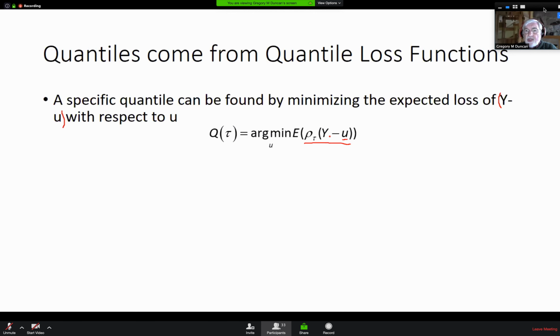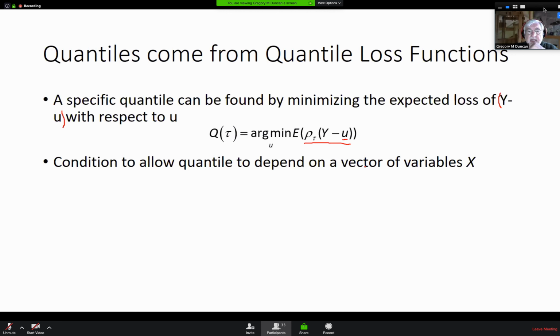And what this will turn out to be is something very much like what we do in a regression, except in a regression, to get the regression we minimize the mean square error. Here we're going to minimize something different. If we want the quantile to depend upon a vector of variables X, then we simply replace the expectation with the conditional expectation.